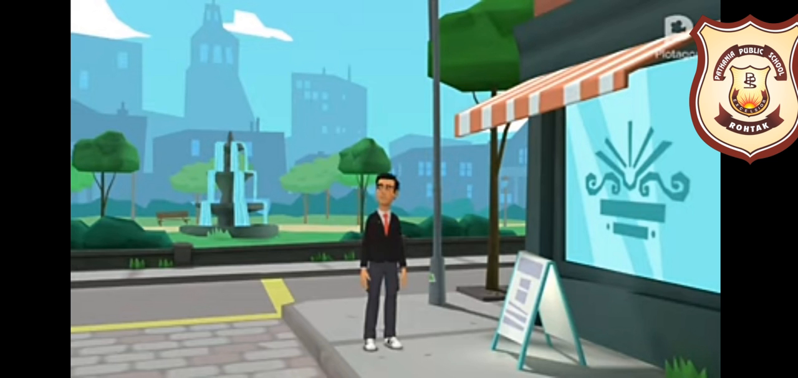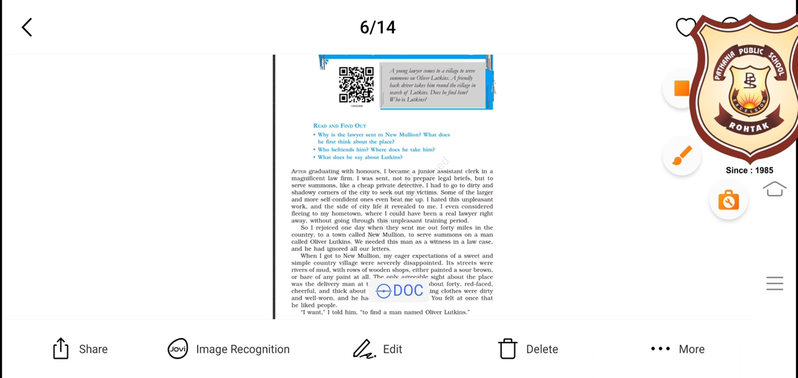Although he was in dirty clothes, he had a personality and carried the clothes in the right manner. And he had a friendly manner. Moreover, he had a very friendly nature. "You felt at once that he liked people." When you talked to that person, you would immediately get the notion that he liked to be friends with people. "I told him to find a man named Oliver Lutkins." So I informed him that I was there to find a man named Oliver Lutkins.